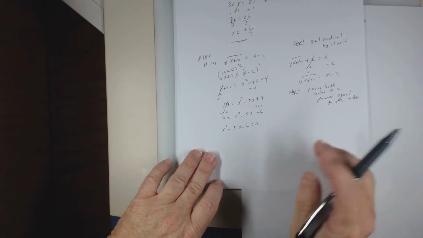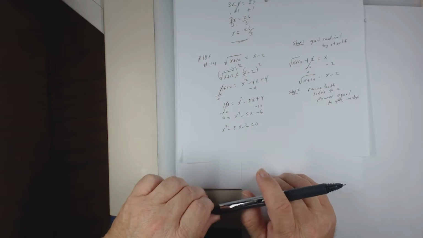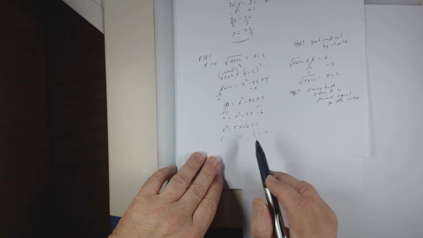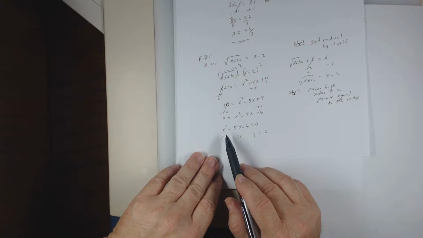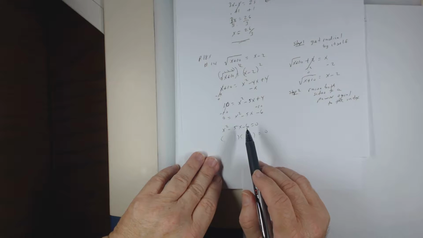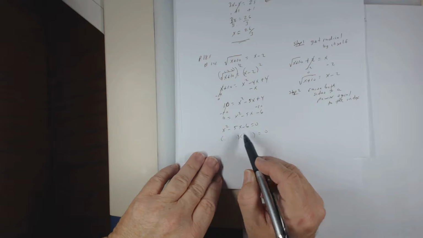Okay, so what's the next step? Factor. If you don't remember how to factor this, you use the quadratic formula. If you use the quadratic formula, what's A? What's B? Negative 5. What's C? Negative 6. Okay, but I can factor this.